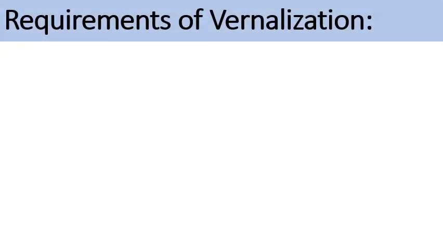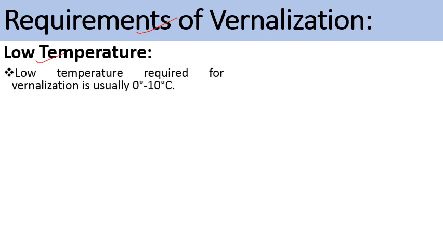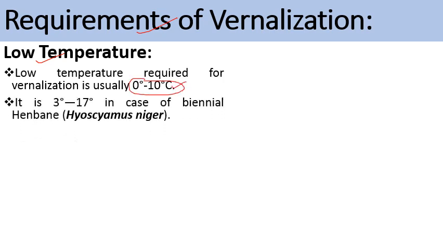Next, requirements of vernalization. There are various requirements. Firstly, the low temperature requirement. The low temperature required by plants to induce vernalization is usually 0 to 10 degrees Celsius. It can vary from plant to plant, like it is 3 to 17 degrees Celsius in the case of the biennial plant, a long day plant, henbane, Hyoscyamus niger.